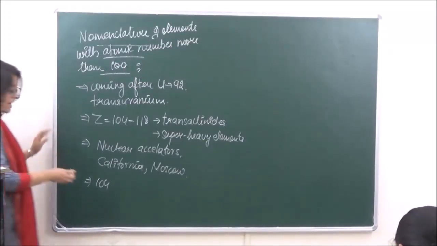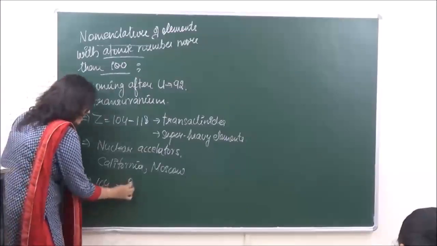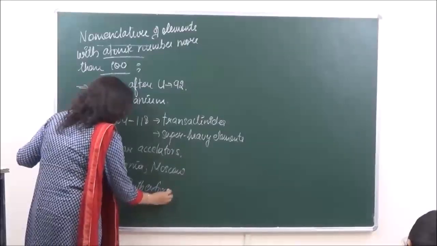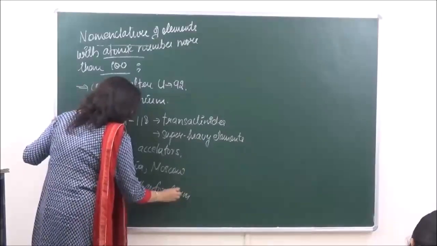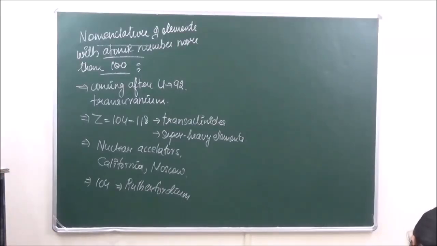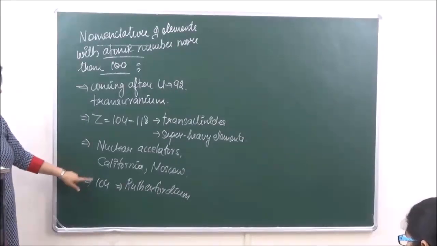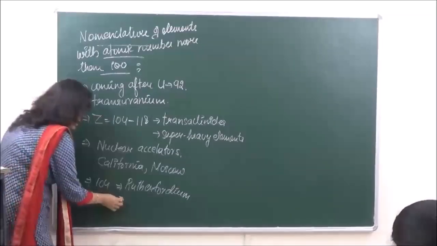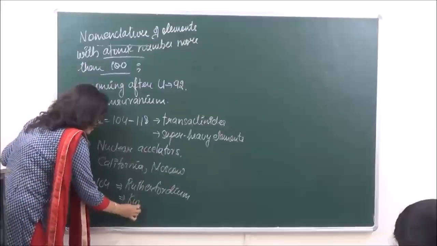For example, when we are talking of the element with atomic number 104, it was named Rutherfordium by USA. That is, it was discovered in California, and the same was named Kurchatovium in Russia.